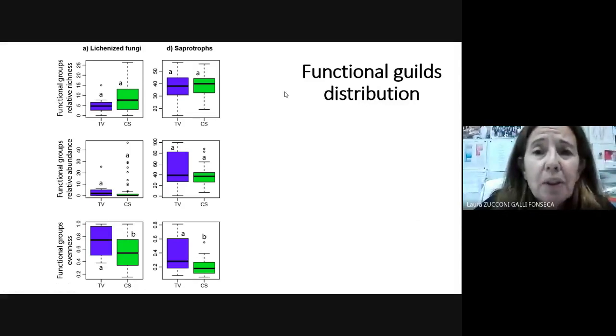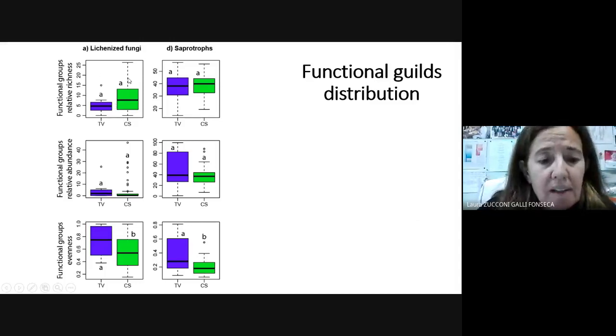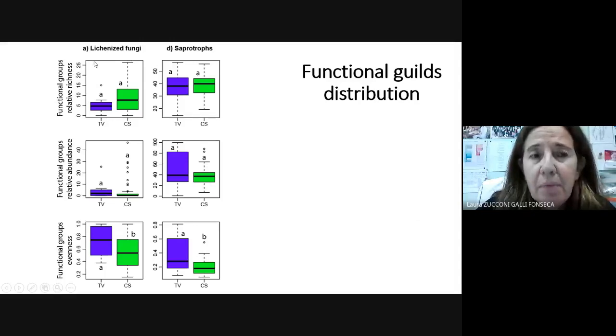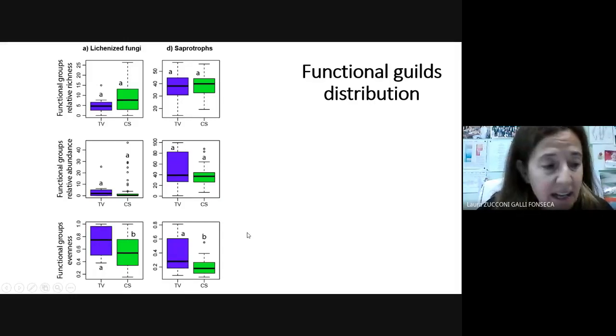When we go to analyze the functional guilds distribution, 2 are the main functional guilds that have been observed. These are lichenized fungi and saprotrophs, and differences were not observed for richness and abundance of these 2 main functional guilds. But when we look at the evenness, we obtain again, as before, higher values for inner sites compared to the coastal sites.